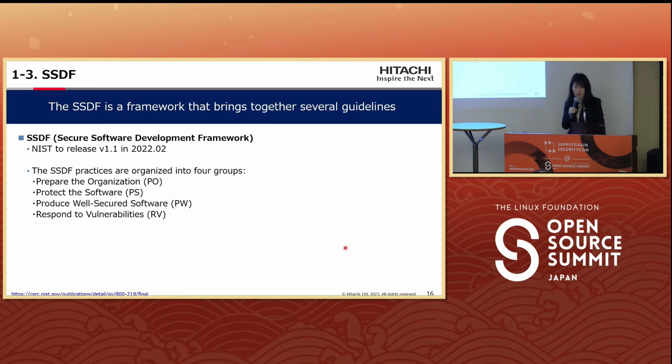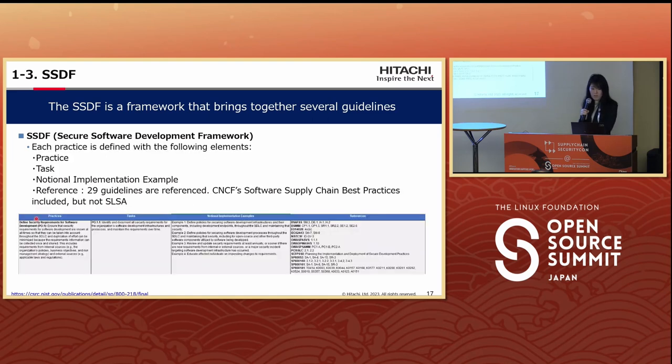Next is SSDF. The SSDF is a framework that brings together several guidelines. The SSDF practices are organized into four groups: prepare the organization, protect the software, produce well-secured software, and respond to vulnerabilities. And each practice is defined with these elements: practice, task, example, and reference. And in this reference, 29 guidelines are referenced, and CNCF software supply chain best practice is included in this reference, but not SLSA.